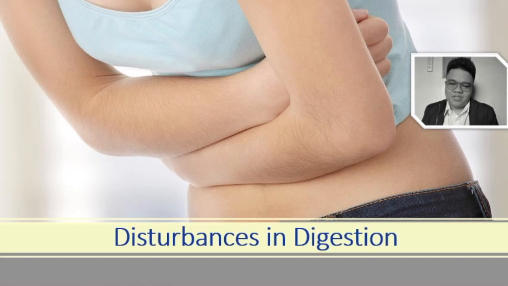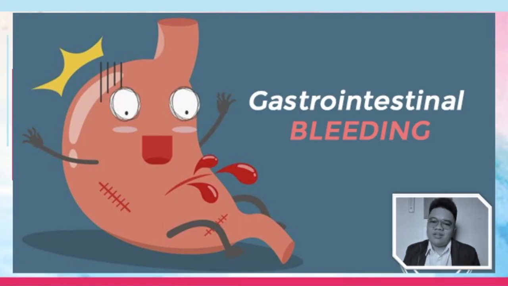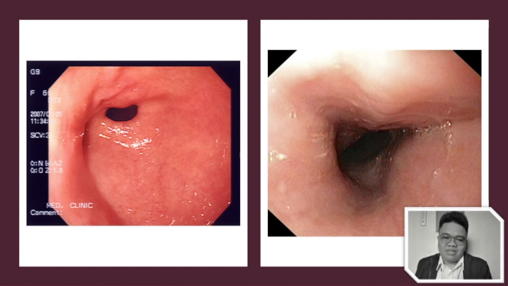In these succeeding topics, we'll be discussing the disturbances in digestion. We will be focused on gastrointestinal bleeding, then you will have gastritis and peptic ulcer disease. Let's start with gastrointestinal bleeding. Gastrointestinal bleeding is considered to be an emergency because if it is not addressed right away, it can cost the life of your patient.